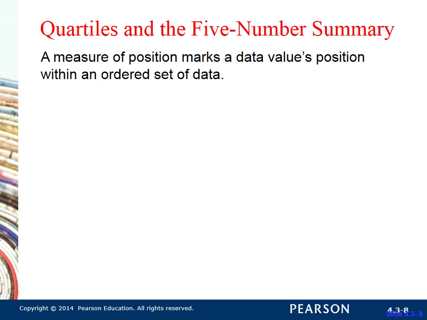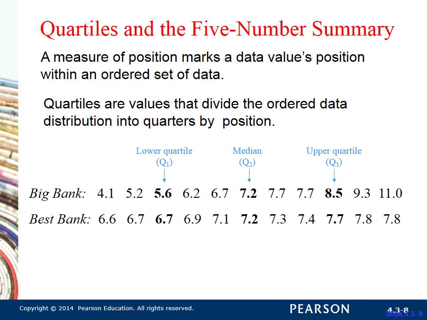So here we use the idea of position that marks a data value's position within an ordered set of data. Ordered set of data means I'm going to put it in ascending or descending order. Usually you do ascending, so we'll start with our low and go up to our high. And we're going to look at the positions as we go along to see how far apart in quartiles every fourth position. So quartiles are values that divide the ordered data distribution into quarters by position.